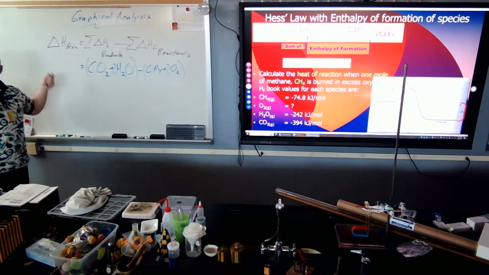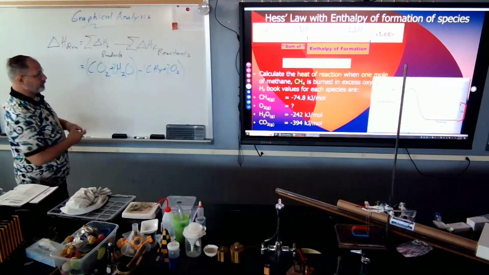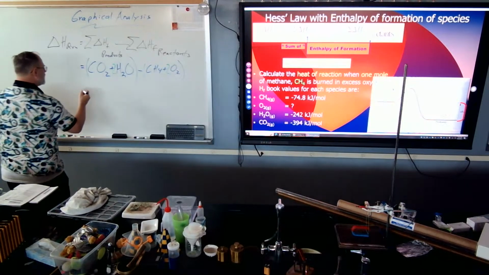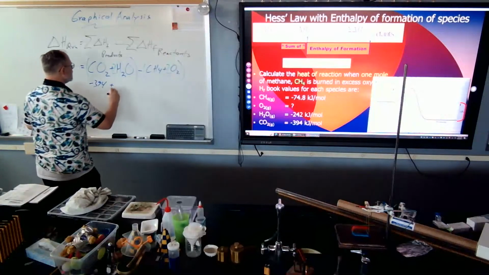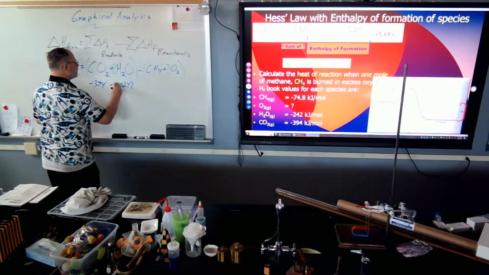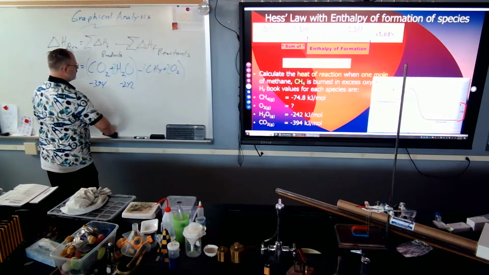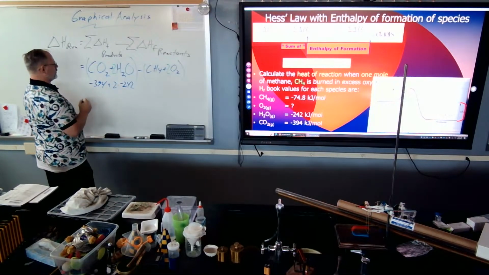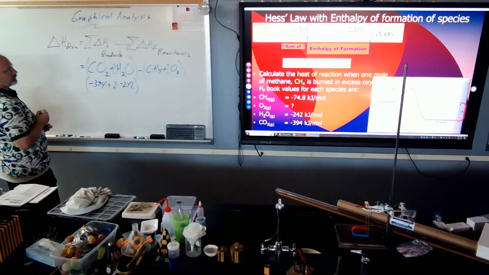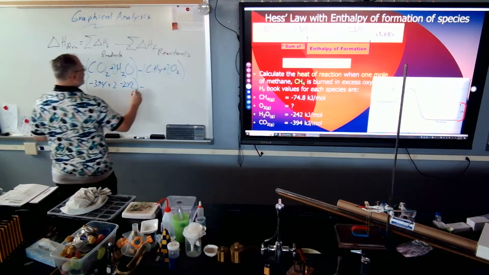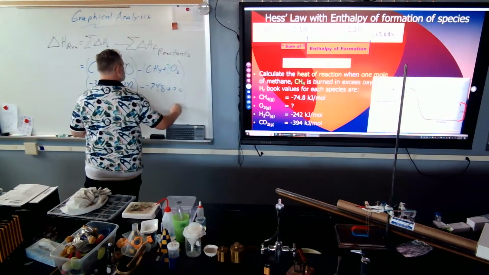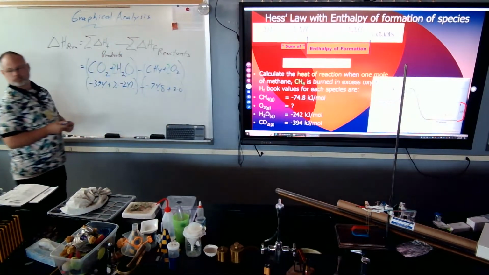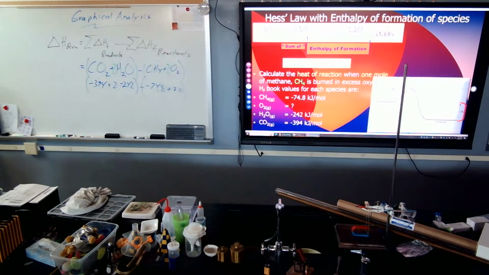Now we just replace the chemicals with their book values. So CO2 appears to be negative 394. Water appears to be negative 242, but we're going to multiply that by 2, so plus 2 times 242. So those are all of our products. And then methane has the book value of negative 74.8. And oxygen is 0. Wait, Mr. Bush, how do we know what the book value is? Someone probably dead now looked it up, determined what it was.